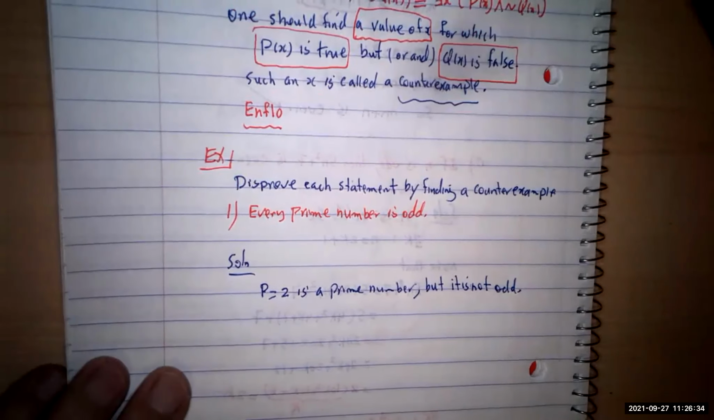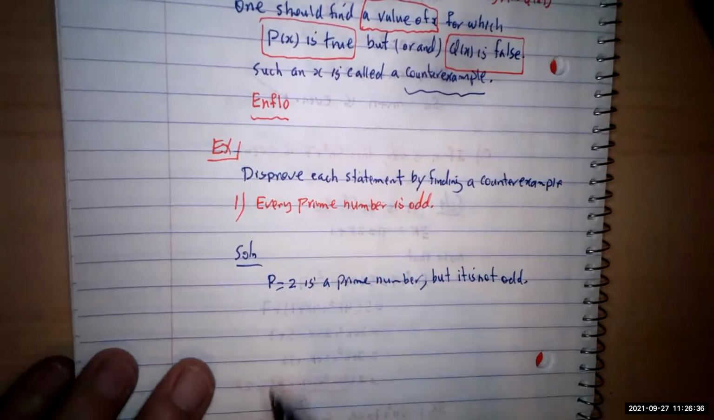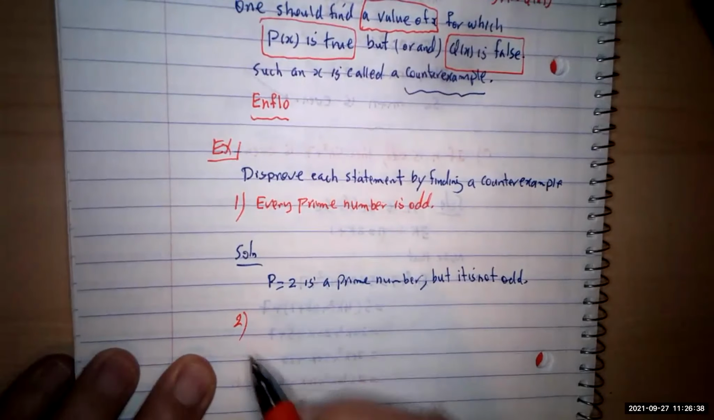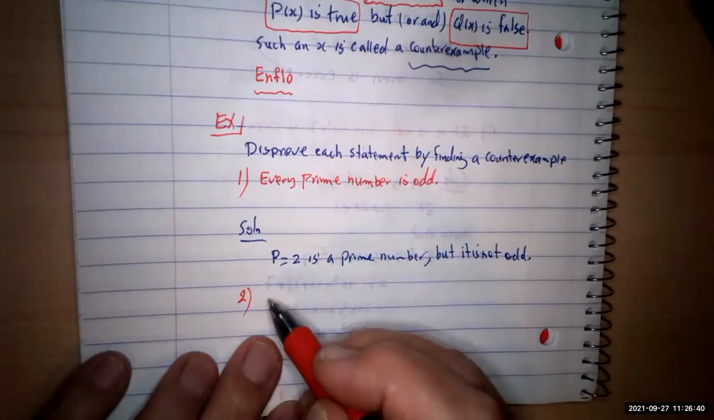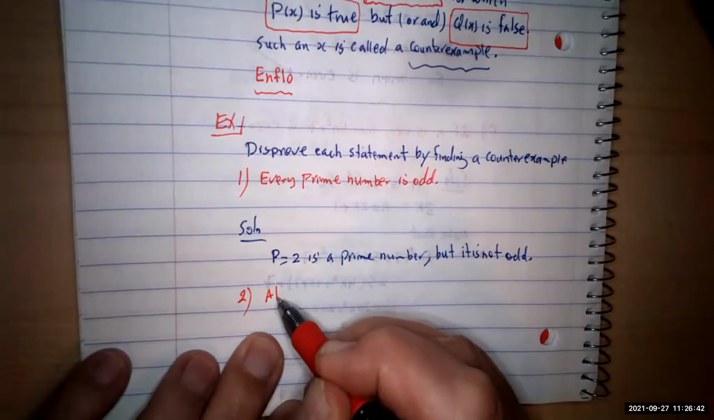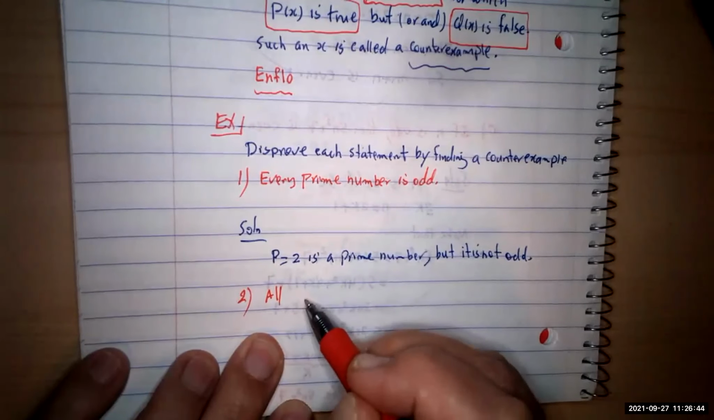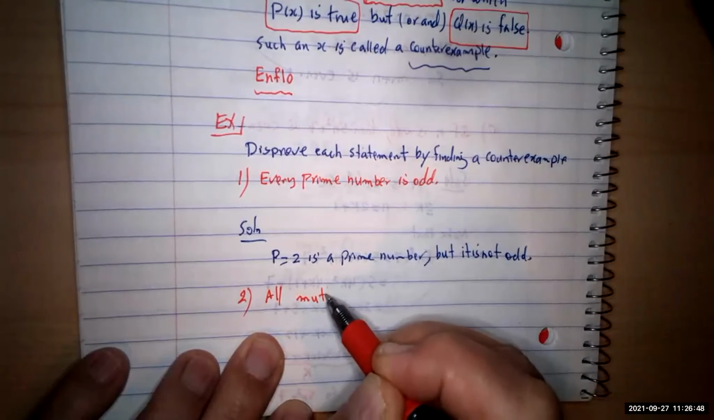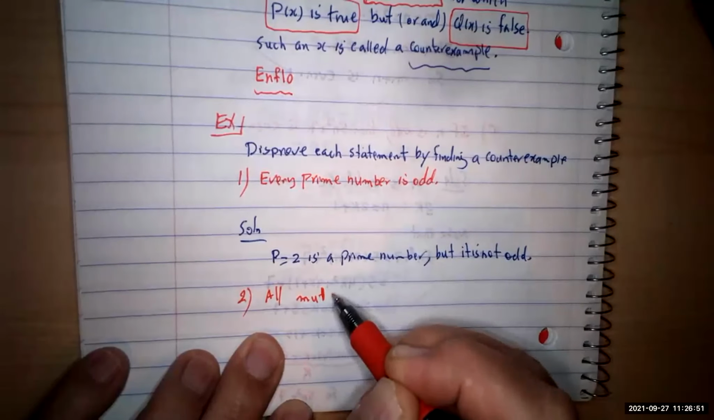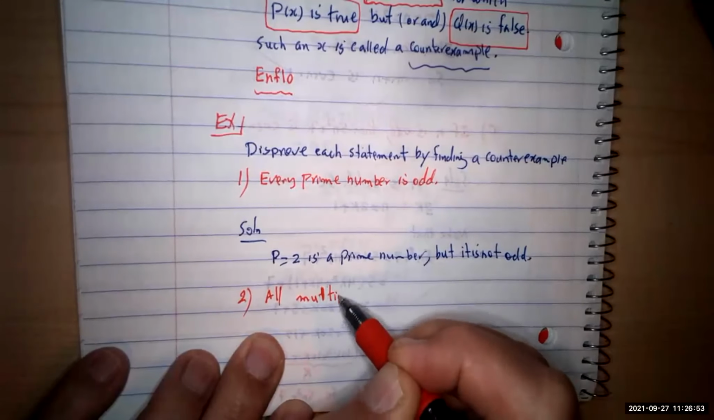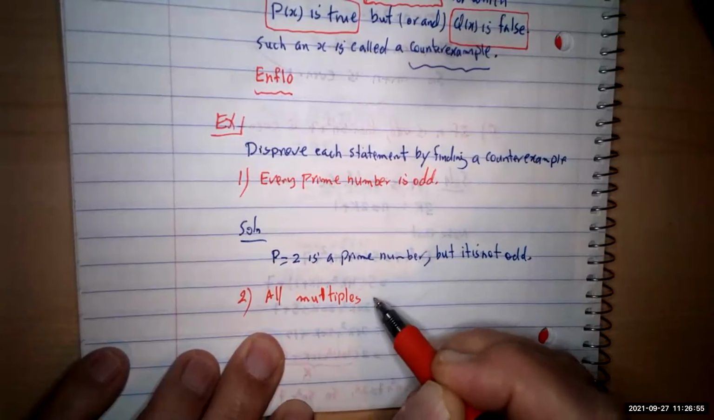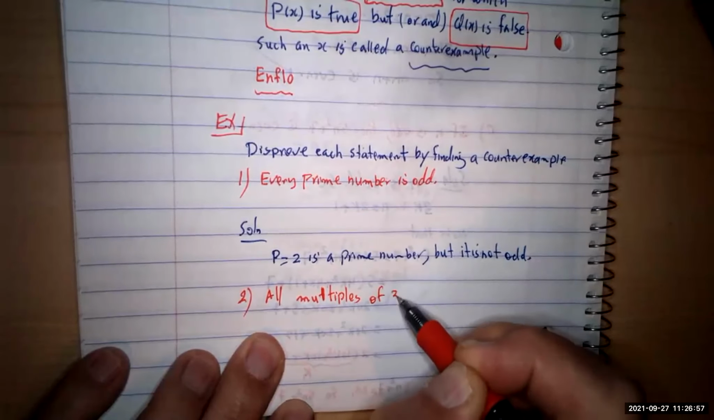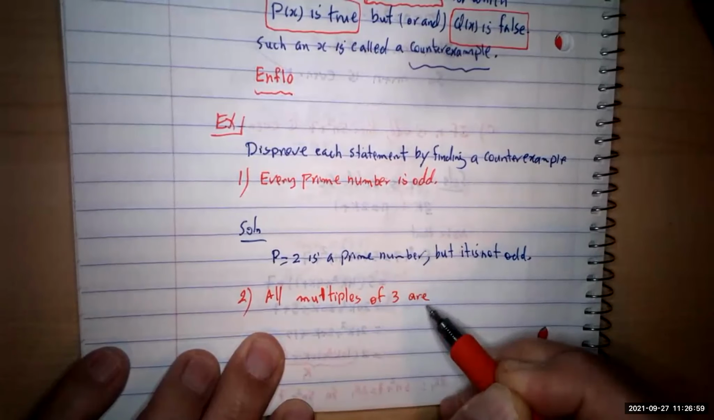I'll give you another one. You have some nice ones in your practice one, and then in your book and the exams. Okay, that's it. The next one: all multiples of 3 are odd.